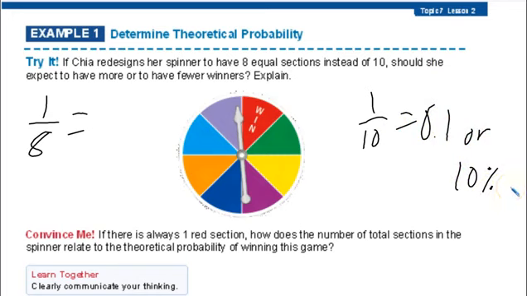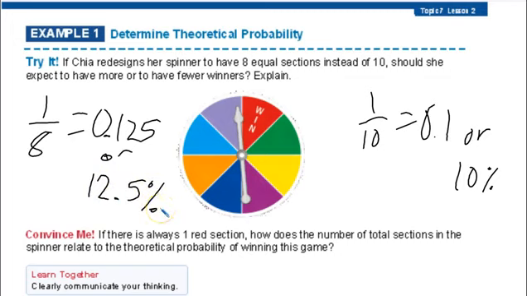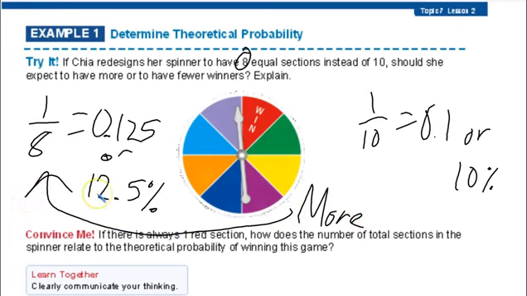Now we do 1 divided by 8, and we would end up getting 0.125, or if we multiply that by 100, we get 12.5%. So, which one is higher, 12.5% or 10%? You're right, 12.5% is higher, so 8 equal spots means there's more winners. There are more winners if there are only 8 sections than if there are 10.